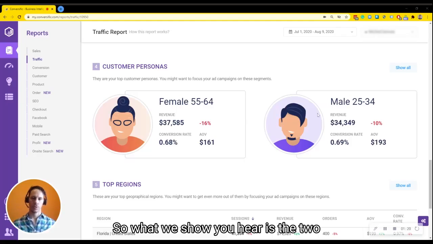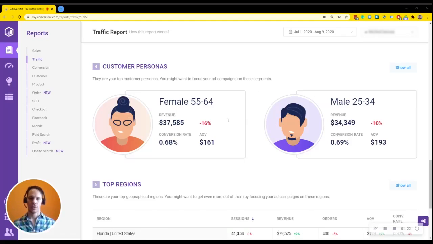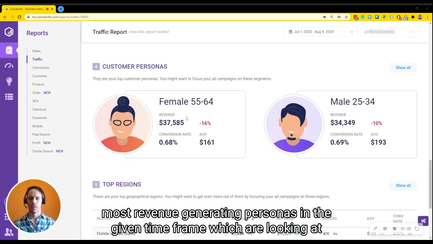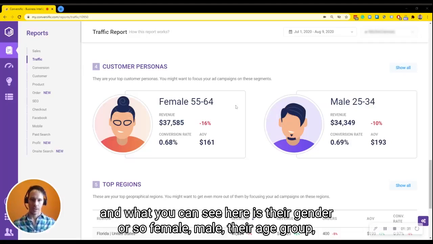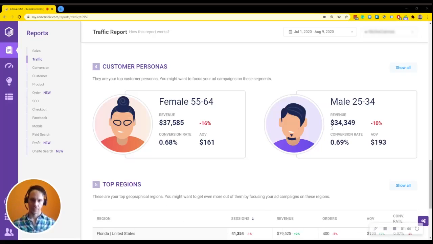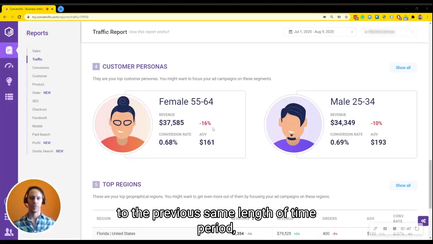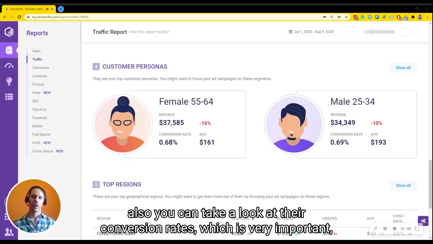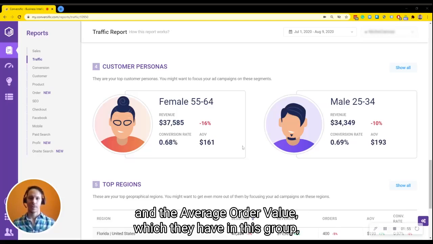So what we show you here is the two most revenue generating personas in the given time frame which you're looking at. And what you can see here is their gender, so female, male, their age group, 55 to 64 or 25 to 34, the revenue you've made from them, and how it changed compared to the previous same length time period. Also, you can take a look at their conversion rate, which is very important, and the average order value which they have in this group.